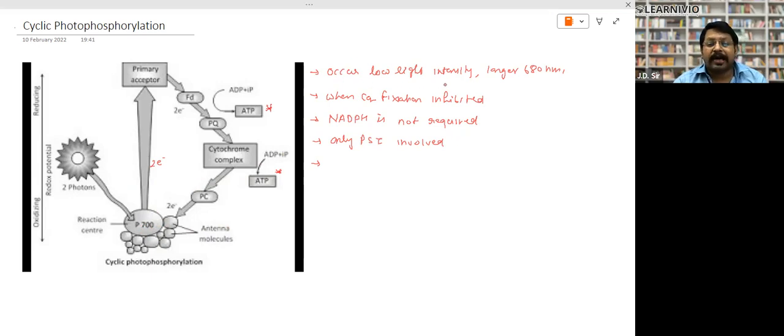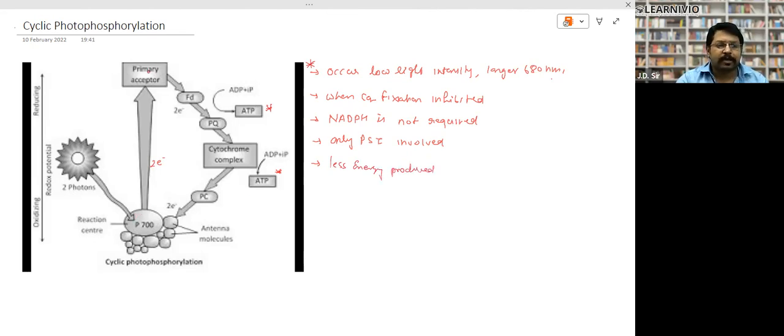It will occur in low light intensity, when the wavelength is longer than 680 nanometer. Very important question: when carbon dioxide fixation is inhibited, meaning stopped, and when NADPH is not required. In cyclic photophosphorylation, only PS I is involved, and one more thing, less energy is produced.